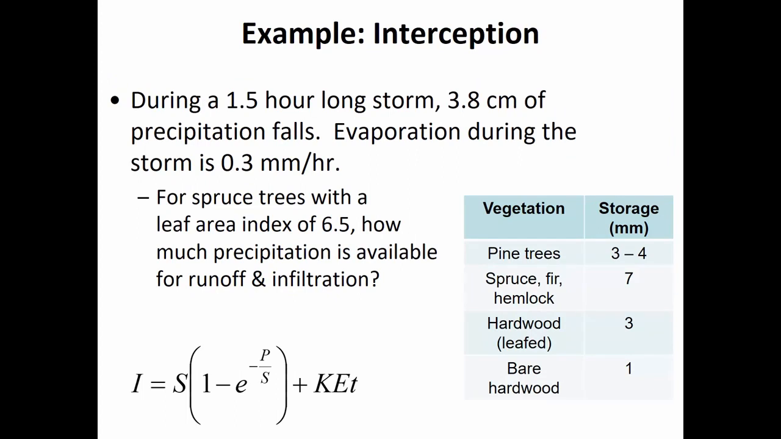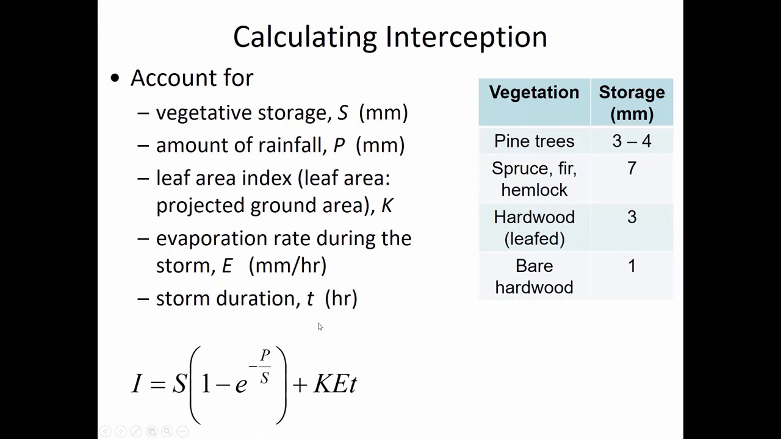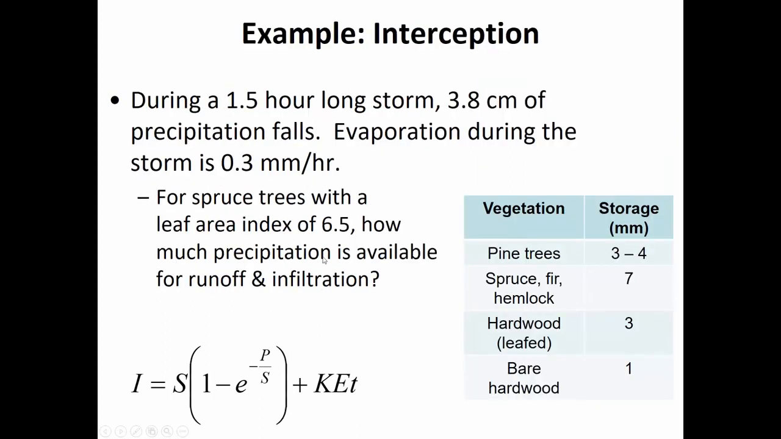If we have a 1.5 hour long storm and we have 3.8 centimeters of precipitation, and we are able to calculate the evaporation amount during the storm is 0.3 millimeters per hour. Now, spruce trees with a leaf area index of 6.5, that is going to be going into the K value, the leaf area index. That is basically meaning that if you're looking down on the tree from above, there's 6.5 layers of leaves from the top to the bottom.